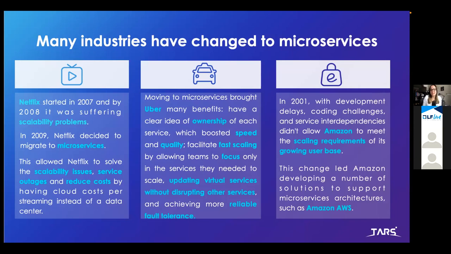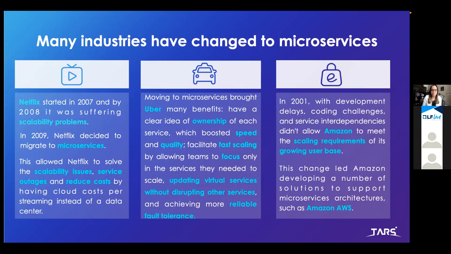So many industries have changed their architecture to microservices. For example, Netflix experienced a major database corruption when they were shipping DVDs to their members at that time. They needed to move away from single points of failure, such as relational databases, towards a more scalable and reliable distributed system. They moved their application to the cloud using microservices. And as we know, today Netflix streams more than 250 million hours of content daily.